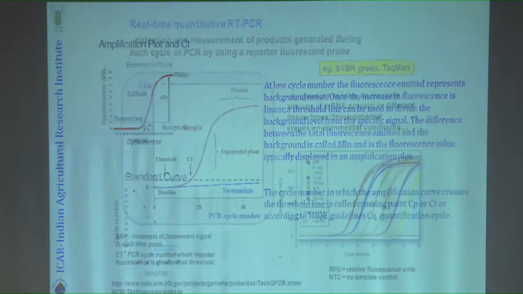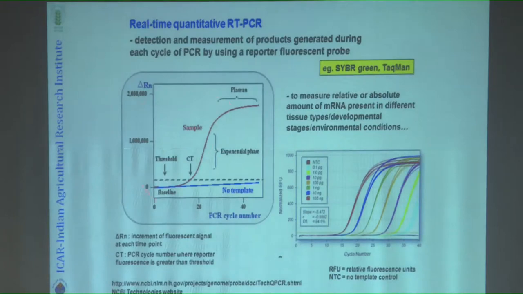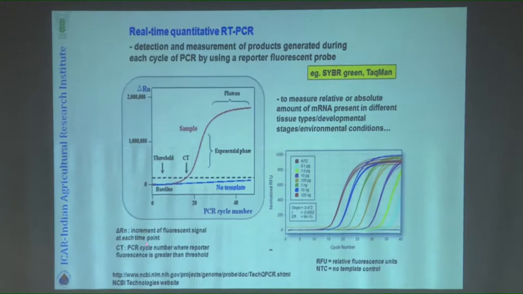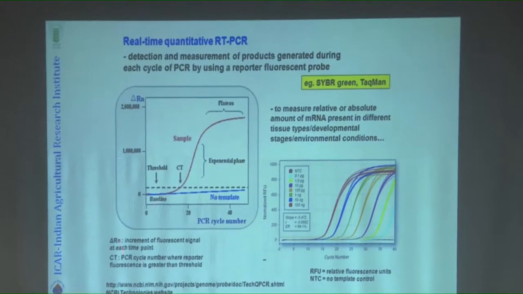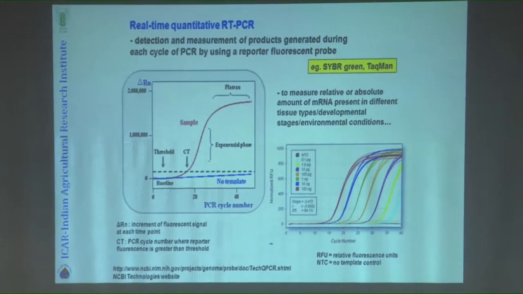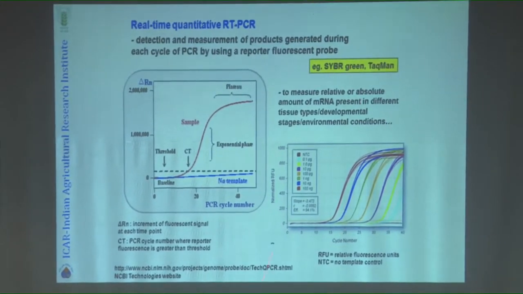Okay, so there are a few words which are used here. So again, we have an incremental fluorescent signal at each point. And also, the CT is what is actually used in both cases, whether it is SYBR Green or TaqMan. It will give you an idea of the amount of template which is added into the PCR reaction, and then you will be able to know exactly how the fluorescent signal is increasing, and that will be helpful in quantification, right?